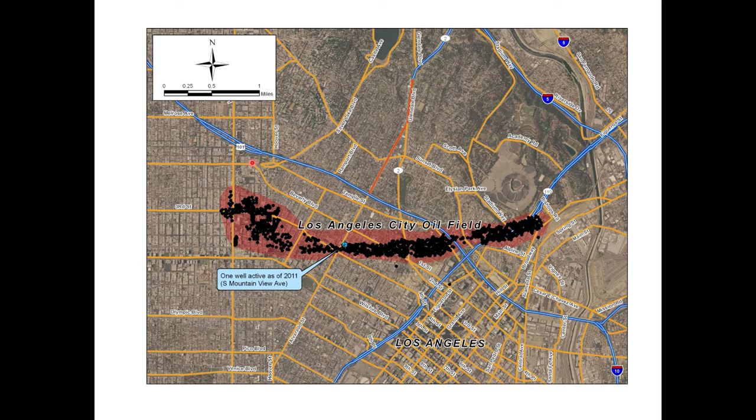This is what put Los Angeles on the map in the late 1800s, as geologists, as they would know themselves at that time, put pipes in at every one of these black dots to extract the oil from the Los Angeles City oil field.